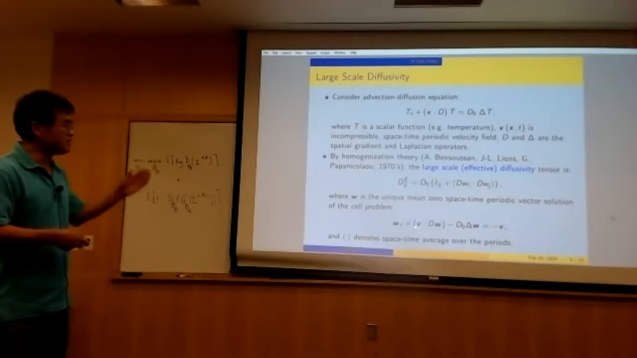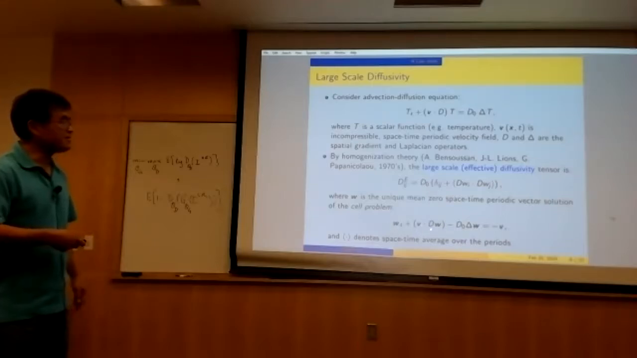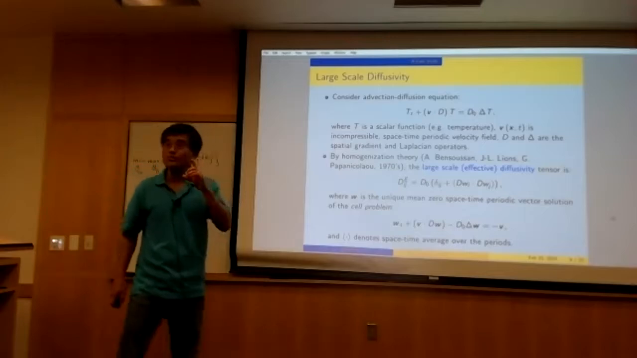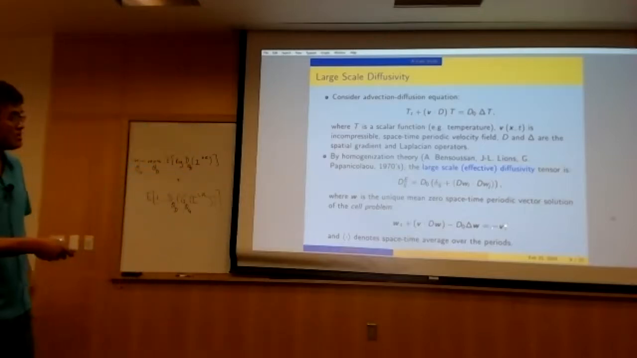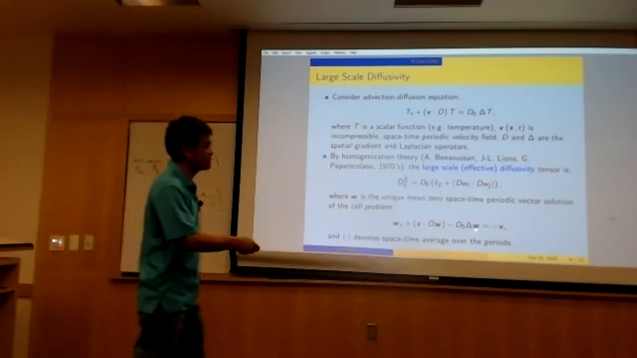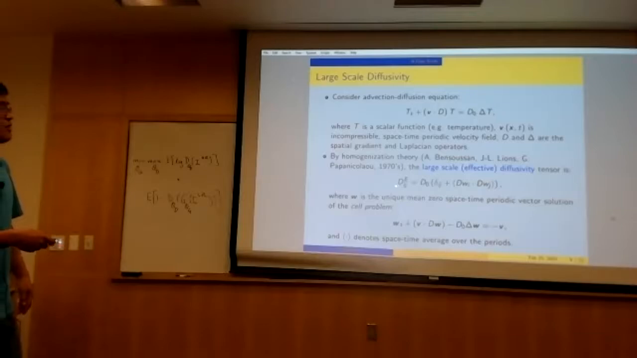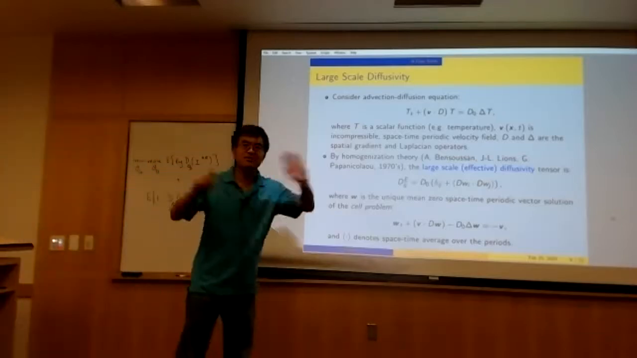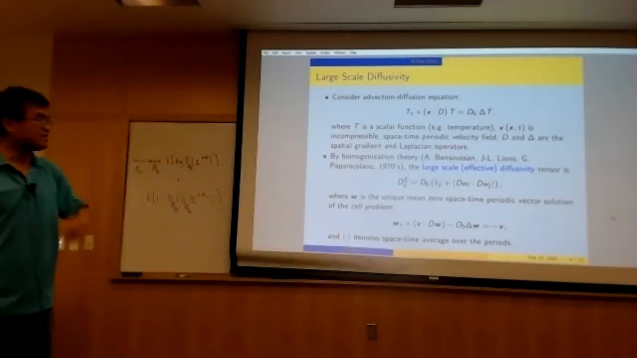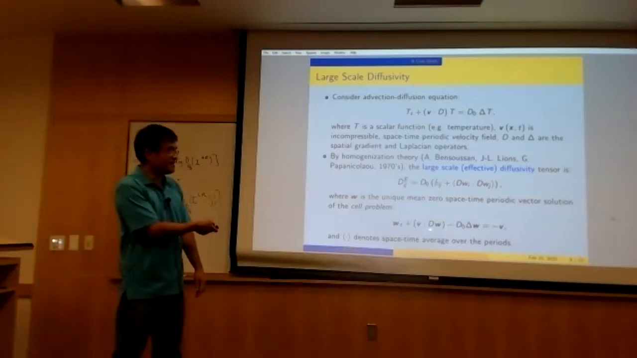So for simplicity, take V to be space-time periodic, and you solve a forced advection diffusion equation. And you can show that this equation has a unique space-time periodic solution. When you put in space-time periodic velocity field, there is a unique space-time periodic solution up to a constant. So if you impose mean 0, there's only one solution to this. So suppose you solve this equation, you plug it in here, and here's the formula for DE. All right, so there's no stochasticity, everything deterministic. However, you have to solve this equation.